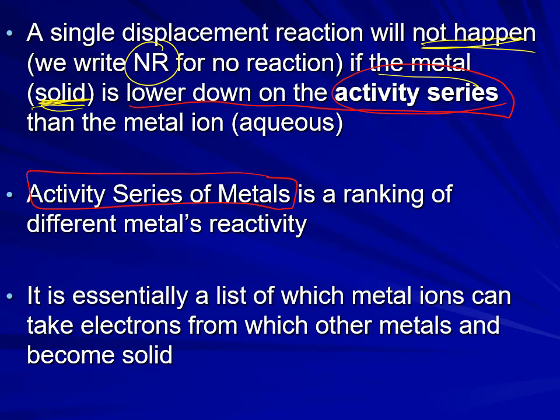It's essentially a list of which metal ions can take electrons from which other metals and become solid. Because if you look at a single displacement reaction, that's really what's happening. You have a metal that has electrons and you have a metal that doesn't. And if they switch spots, they can only do that by taking and giving electrons.